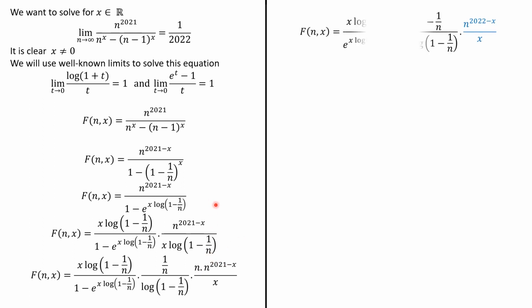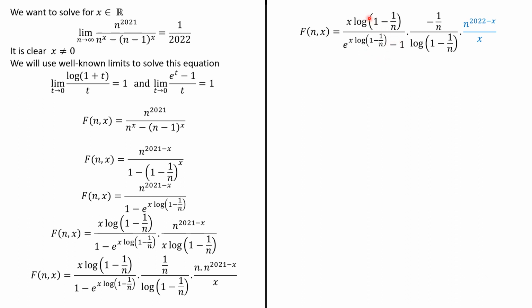At the end of the day, this is going to be as the exponent of n, because we just have 1 to 2021. So this is 2022 minus x. And here we push a minus 1, and this minus 1 will turn this into e to the x log(1 minus 1 over n) minus 1.